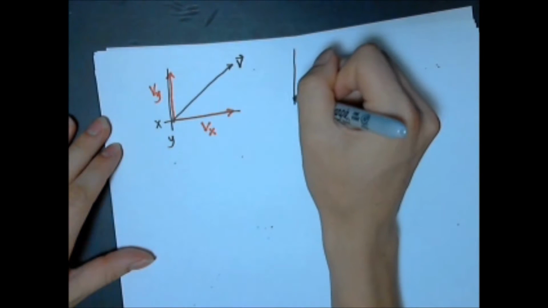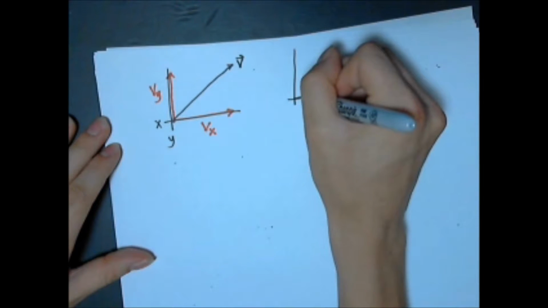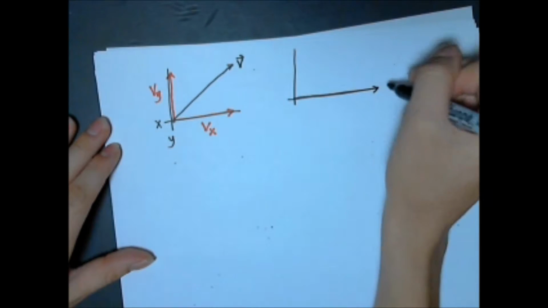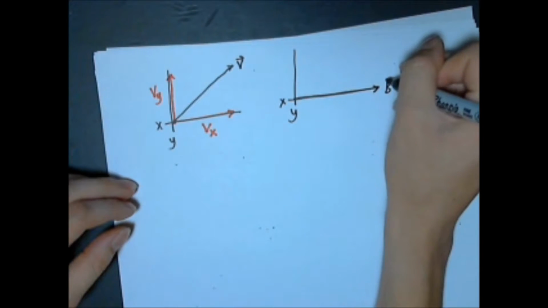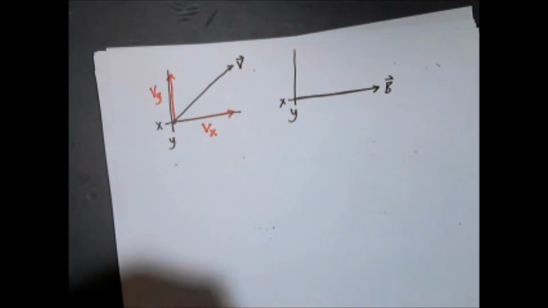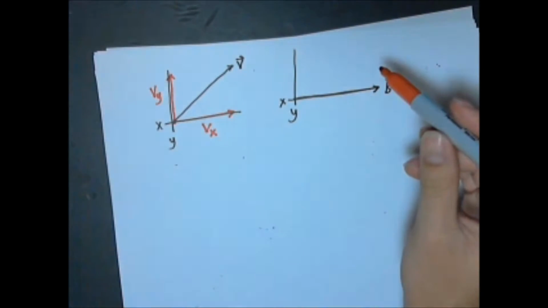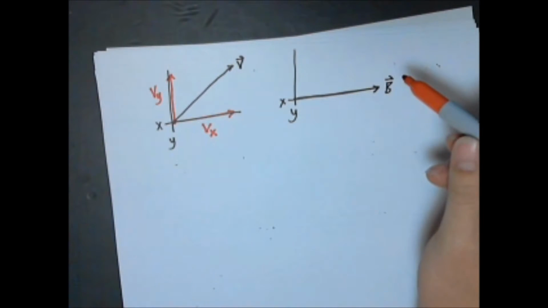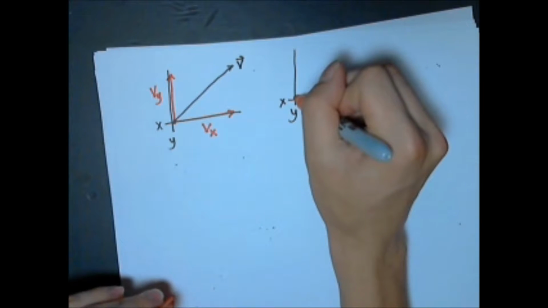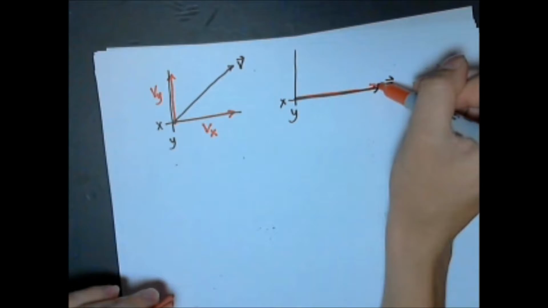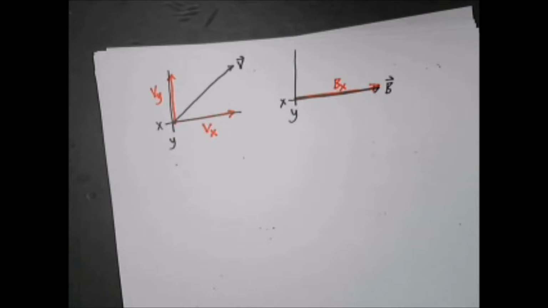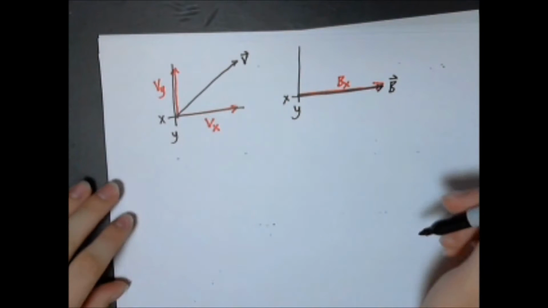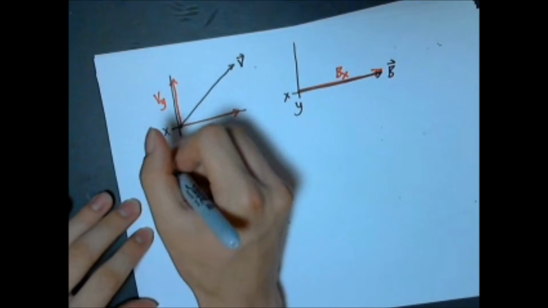Now you might be asking, what if we have a vector, let's call this vector b, that itself is parallel to, say, the x-axis in this case. In this case, vector b certainly does have a y component, but the y component is equal to 0, so generally we do not write the y component. This vector can be fully described in terms of its x component, b sub x.